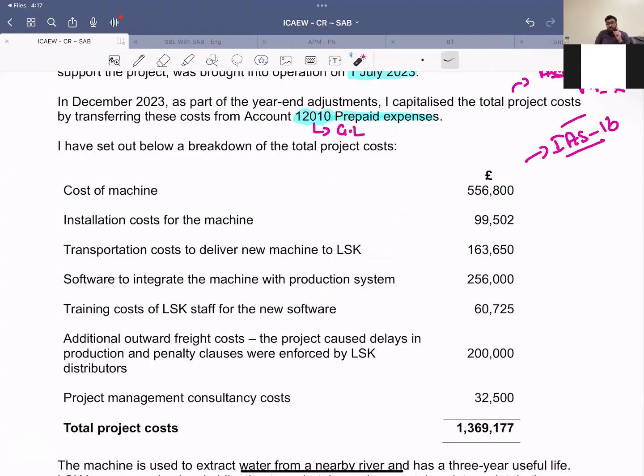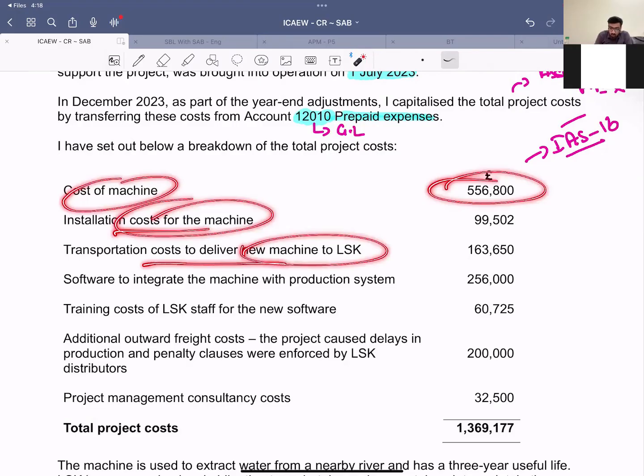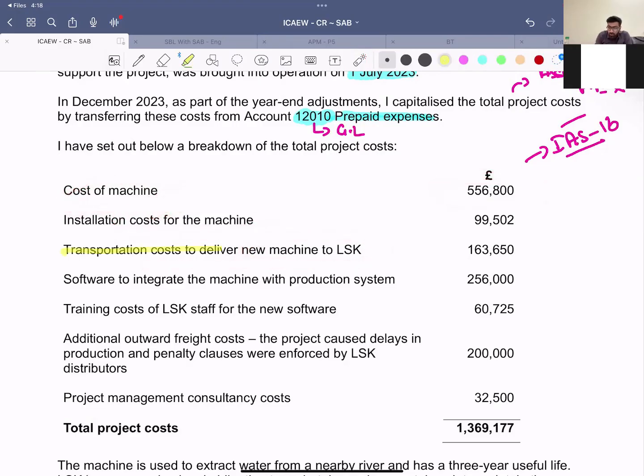How, sir? If you haven't done IAS 16, I would suggest you go to the accounting standards classes, which we have uploaded for you. Now, cost of machine, installation cost, transportation cost: whether this needs to be capitalized or not, you remember the rule? Every cost that brings that asset into working condition needs to be capitalized, right? Software to integrate, and then training cost.